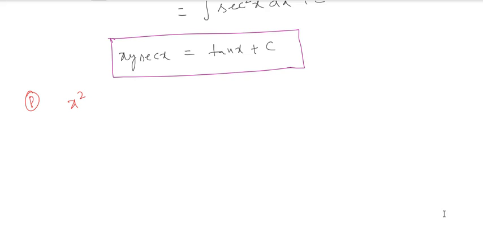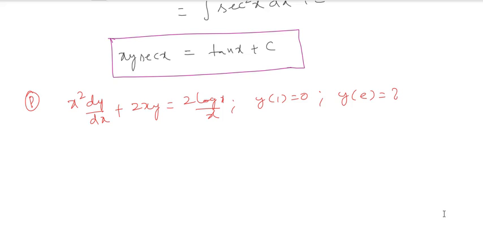x square into dy by dx plus 2xy is equivalent to 2 log x by x, with y of 1 equal to 0. Then they require the value of y of e. How will I do it? Divide by x square, so you will have dy by dx plus 2 by x into y. Am I right or not?